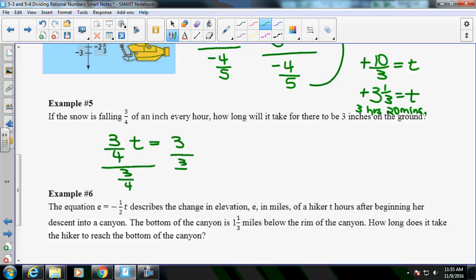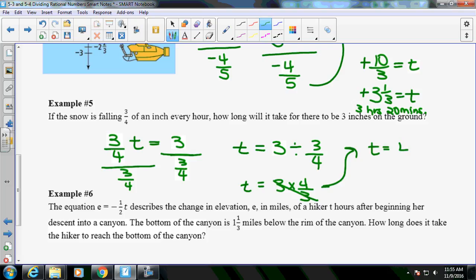So I get t equals 3 divided by 3/4. So t equals 3 times 4/3. So t equals, it's going to take 4 hours. That's a lot of snow. 3 inches in 4 hours, that's pretty quick.